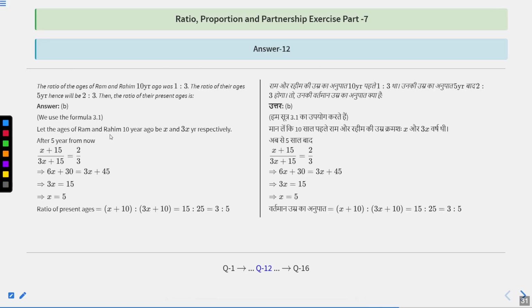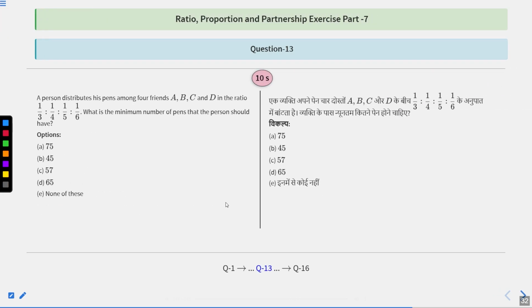Let the ages of Ram and Rahim 10 years ago be x and 3x. After 5 years from now, it will become (x plus 15) upon (3x plus 15), which is given in the ratio of 2:3. So we can compare it. When we solve it, we get the value of x, which is 5. The question asks for the ratio of the present ages. So x is the age 10 years ago. So we can add 10: x plus 10, ratio 3x plus 10, which will become 15:25. When we simplify it, we get 3:5. B is the correct answer.